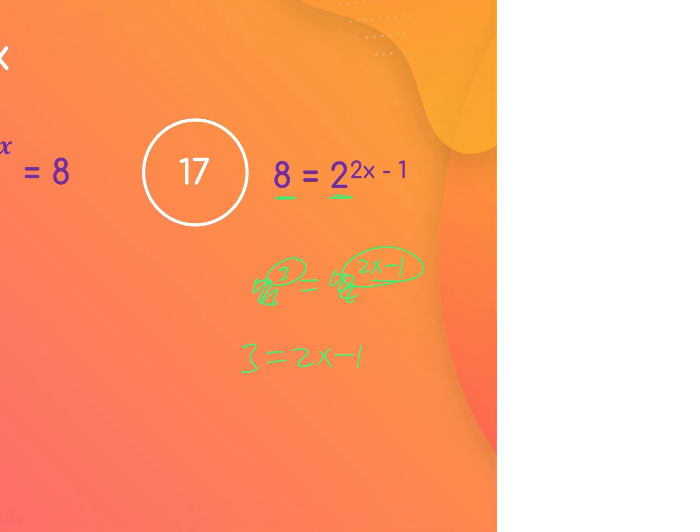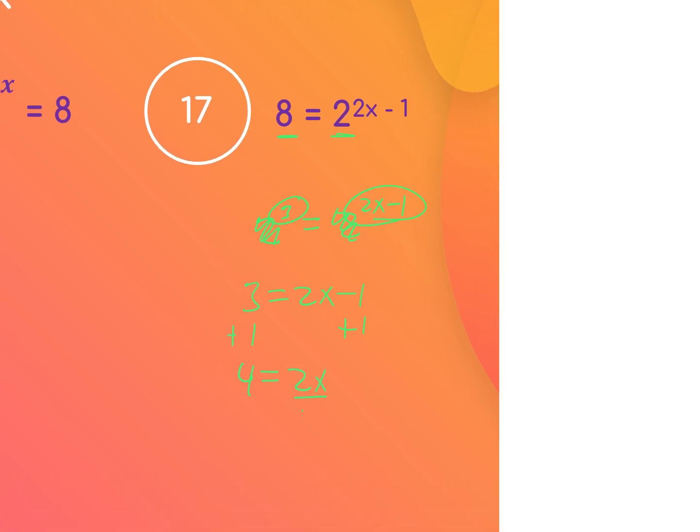And then just solve this simple equation for x, right? We can add 1 to both sides, and we get 4 equals 2x. And then divide both sides by 2. So we get x equals 2. All right, hopefully we get the idea.